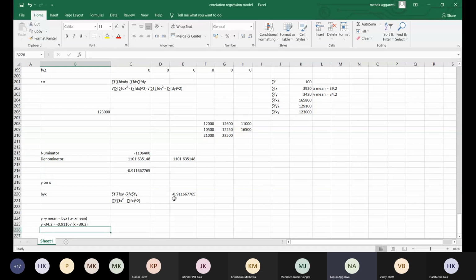Clear? Any doubts? We are not doing further today because the next topic is probability. We are not starting the probability today. But if you have any doubt in this grouped correlation or regression, we can discuss it.